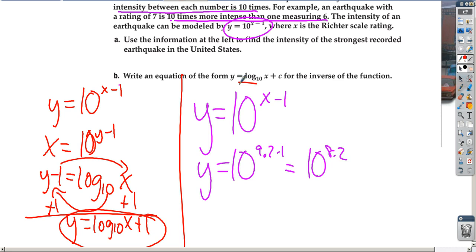And if you graph this function and this function together, you would end up seeing those two being reflections of each other over the line y equals x. So that is section 7.3, Introduction to Logarithms.